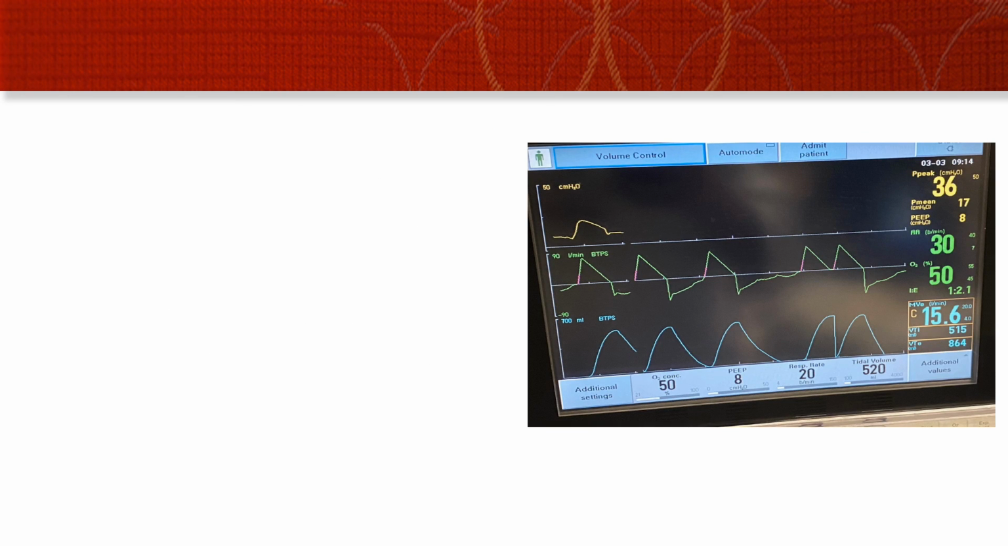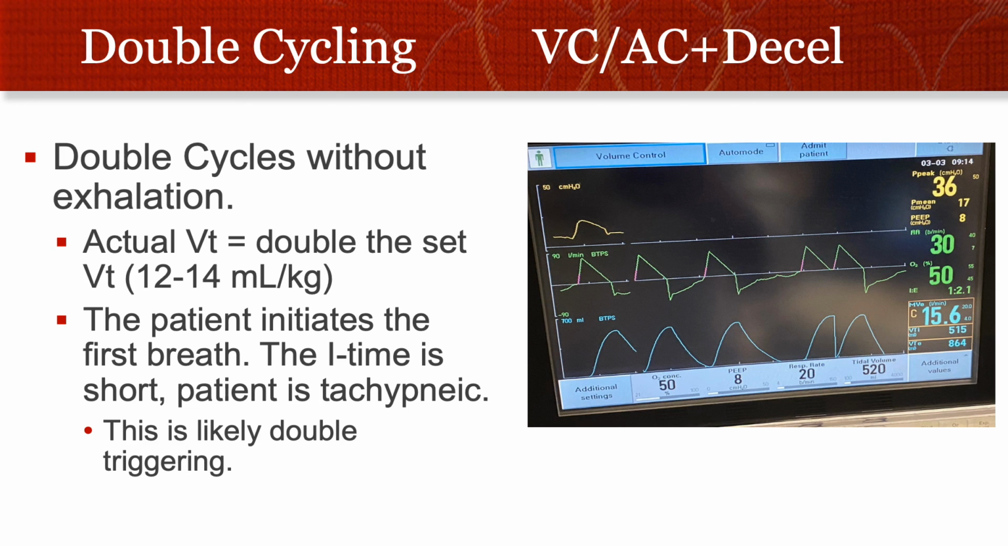Here's our volume control example from earlier. And here we see the double cycling event without exhalation. We see the patient initiates the first breath. That's the red-green here, the Christmas tree color. The I time is short. The patient is tachypneic with a respiratory rate of 30 despite a set respiratory rate of 20. So this again is likely double triggering.